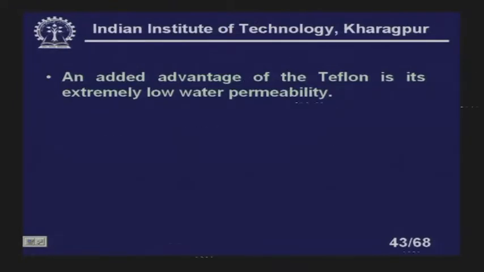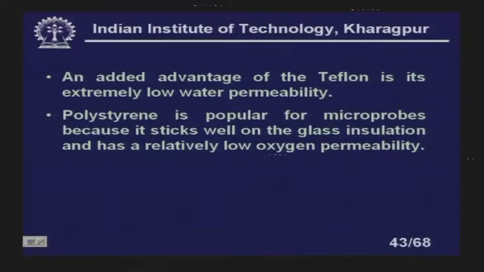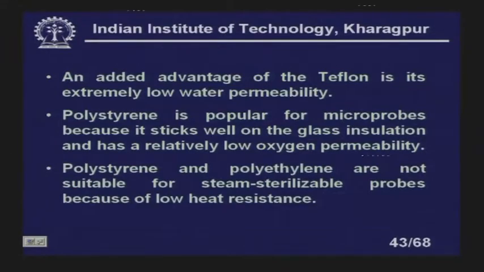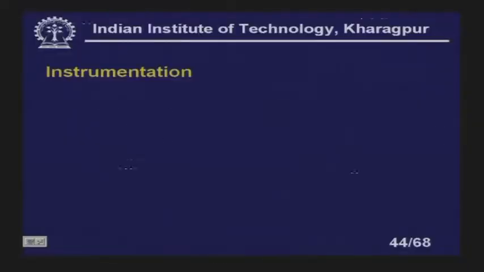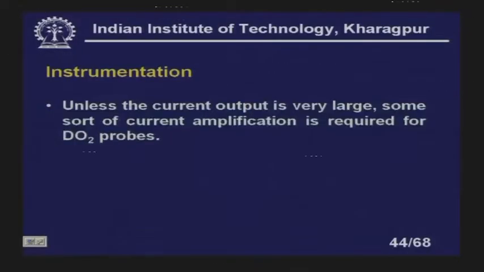An added advantage of the Teflon is its extremely low water permeability. Okay. So, this is another advantage of the Teflon. Polystyrene is popular for micro probes because it sticks well on the glass insulation and has relatively low oxygen permeability. Polystyrene and polyethylene are not suitable for steam sterilizable probes because of low heat resistance. So, the problem is there. On one side there is a low oxygen permeability, and on the other side it has a low heat resistance.